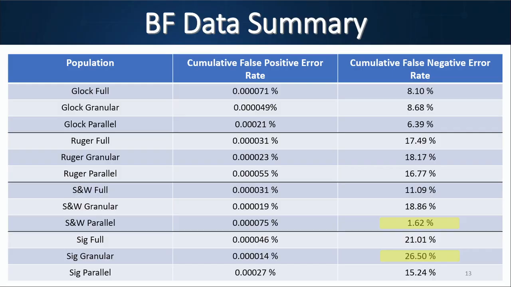So here's a summary table. Again, we broke each population up into granular breech faces and parallel breech faces. These are observed class characteristics within each of the firearm populations as well. You can see the false negative error rates down the right, with the lowest at 1.62% for Smith & Wesson parallel surfaces, and the highest for SIG granular, which essentially just means a very smooth breech face. But you'll notice the false positive error rate is extremely low all the way down the line. This means we may be able to do further analysis here to really pull out what this very low false positive error rate means, and how it can be advantageous when we're looking at different populations.